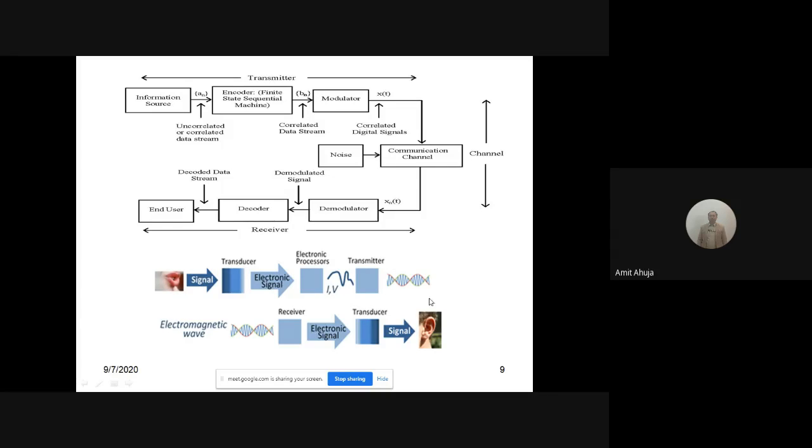So what we are getting especially is electromagnetic waves. These electromagnetic waves are being sent either through free space or through wired channel, and at the receiver we are basically getting the same signal to the user, and this is what the user is. So this is the element of communication in general.